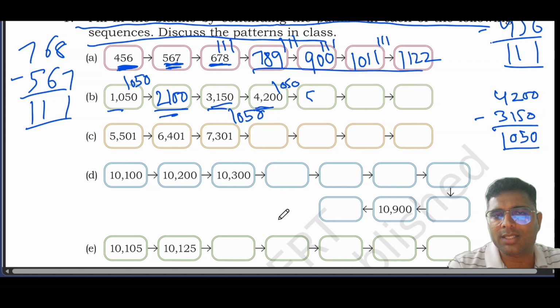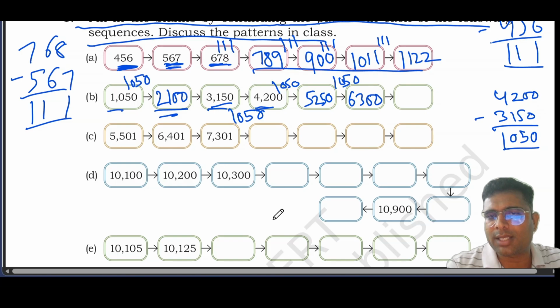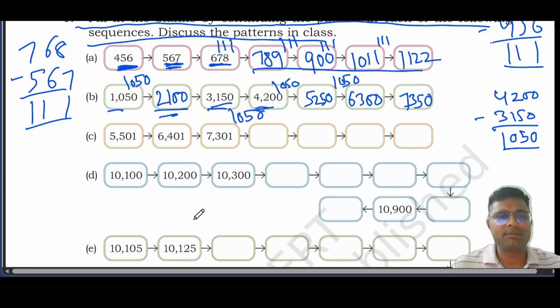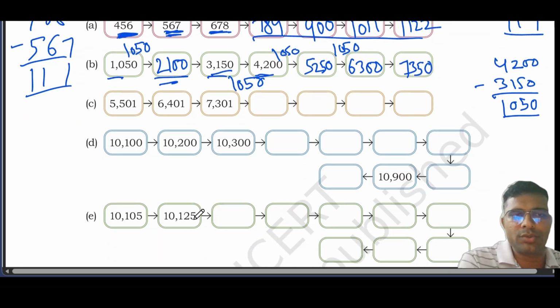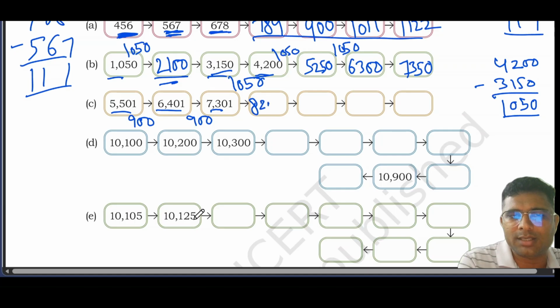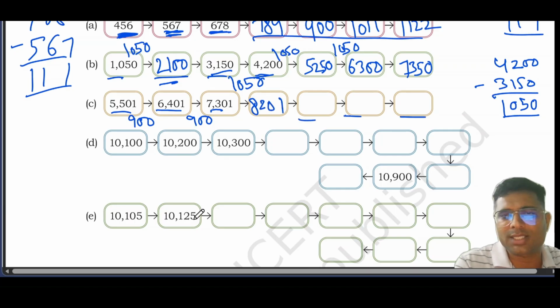So when you add this, you will get 5250. Again when you add 1050 to this, you will get 6300, and then it will be 7350. Coming to question number C, children, again you will subtract the smaller number from the bigger number, and you can see here it is increasing by 900. Again you can check here it is increasing by 900, so you will add 900 to get the next number. In the same way you can find the next numbers.